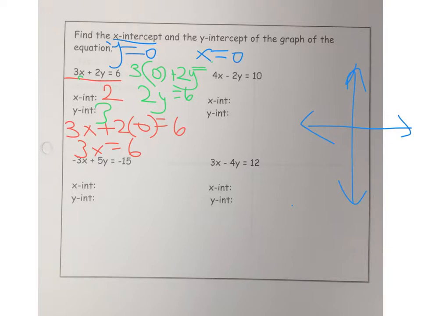I'm going to try this one on the bottom right as well. And so when I'm solving for the y-intercept, I plug in x is 0. When I'm solving for the x-intercept, y is equal to 0. So I'm going to start off with the x-intercept. So 3x minus 4 times 0 is equal to 12. So 3x is equal to 12. The x-intercept is going to be 4. The y-intercept, I'm going to do over here to the left, that's when x is equal to 0.